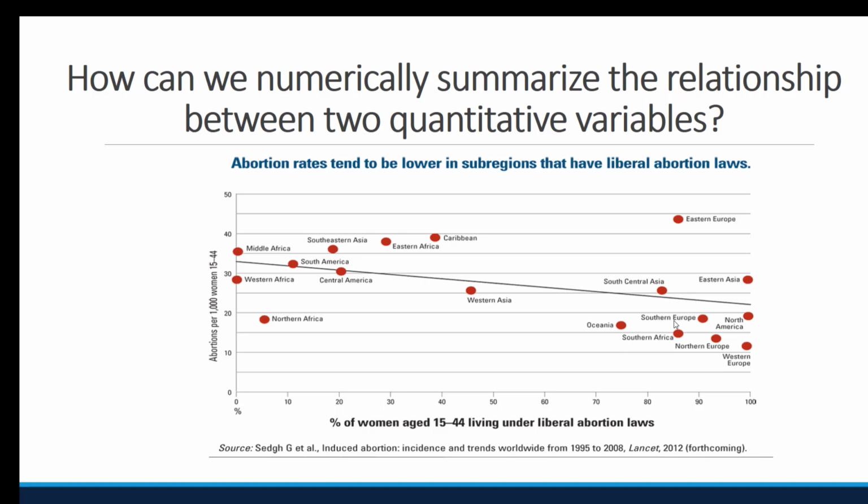In part E, can we conclude that the liberal abortion laws are causing the decrease? Why or why not? The answer here is we cannot prove that because this is an association. Associations never tell us about causation. We would need to know more about the study and whether or not an experiment was performed.